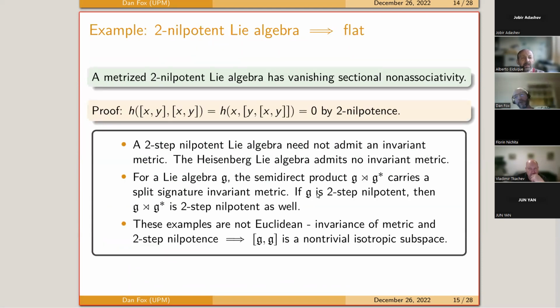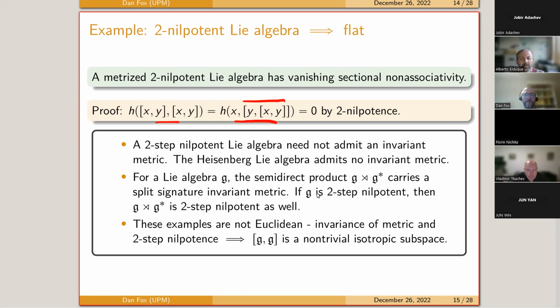Here is a special case of the preceding, although maybe not obviously so, but it gives you a way of writing down some examples that are a bit stranger. If you have a metrized two-step nilpotent Lie algebra, it has vanishing sectional non-associativity. The proof is really easy. This quantity just equals this by the invariance of H, and that's zero because you're assuming two-step nilpotent. Now, I wanted to comment on two things about this source of examples. One is that, of course, a general two-step nilpotent Lie algebra need not admit an invariant metric. The simplest example is the Heisenberg Lie algebra in any odd dimension. It's easy to see it has no invariant metric.